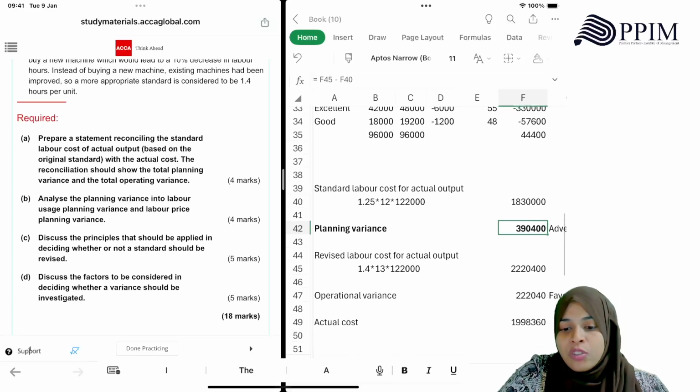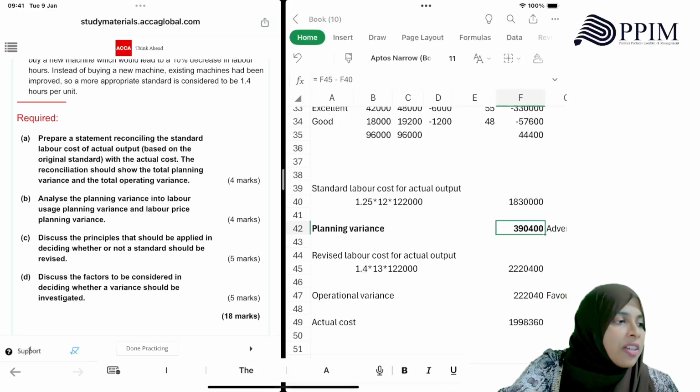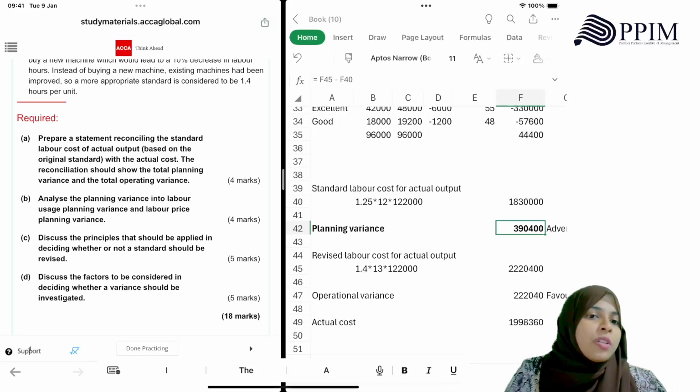In this way, in order to tally to this, they've also analyzed the planning, the previous above one. It's a continuation of that. So when it's a continuation of a previous question, we have to do it like this.